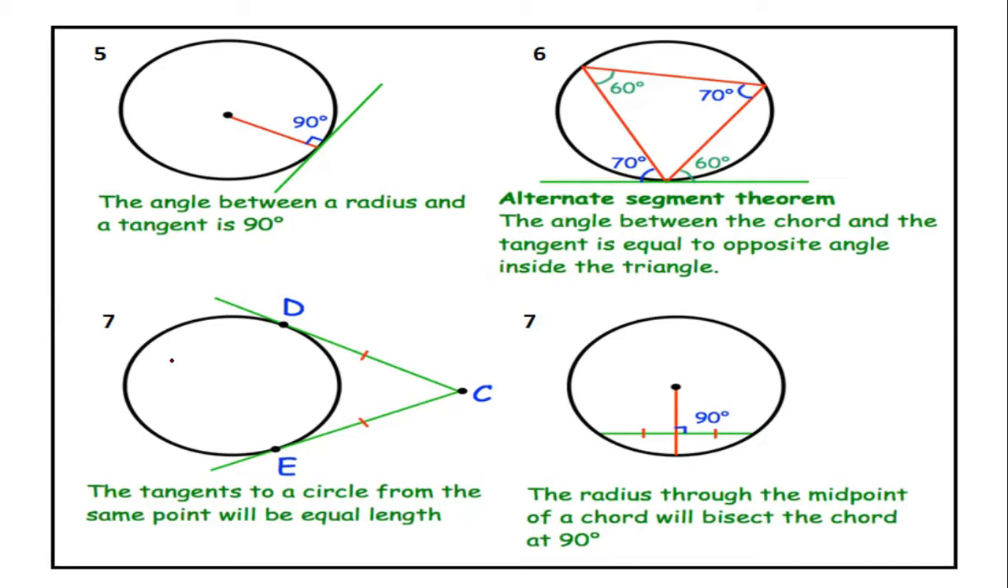All right, so number 7, we are saying the tangents to a circle from a same point will be equal. So this one and this one, they are both tangents. So meaning the distance from there to there and from there to there, they are the same. So these tangents are equal. All right. Then the radius through the midpoint of the chord will bisect the chord at 90 degrees. Okay, and that is what they are talking about here.